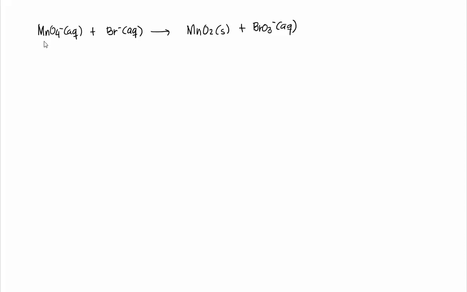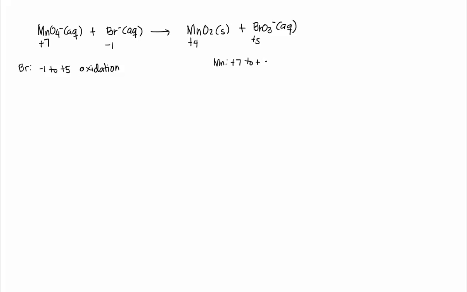Manganese on the left side is positive 7. On the right side, manganese is positive 4. On the left side, bromine is negative 1. On the right side, bromine is positive 5. So bromine went from negative 1 to positive 5, and that would be oxidation. And manganese went from positive 7 to positive 4.